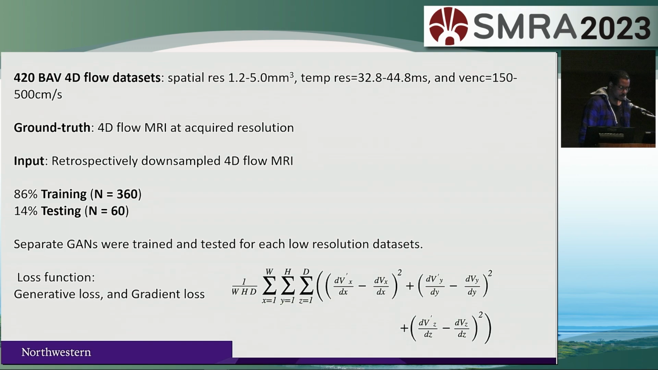The loss function incorporates the generative loss from the original conditional GAN implementation. Additionally, we incorporated a divergence constraint similar to what Faridan et al. did, in which the 4D flow is assumed to be divergence-free, so we took the mean squared difference of the velocity gradient in order to impose the same condition on the AI upsampled dataset.